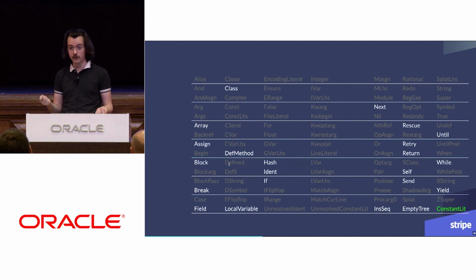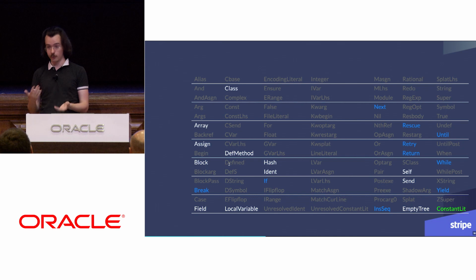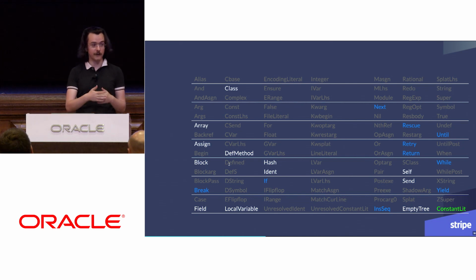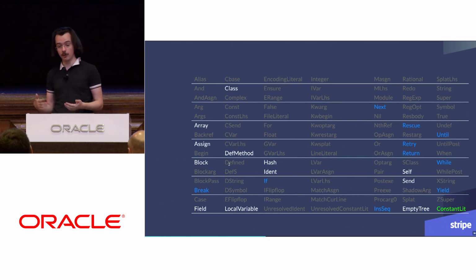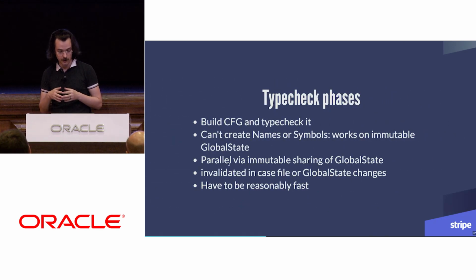The most interesting information that's actually left in the tree that you get to figure out is the control flow. Ruby has a few different kinds of control flow, and in order to type check Ruby, because Ruby is a very dynamic language, we need to be aware of the control flow. So here come the type check phases. Type check phases build a control flow graph and type check it.